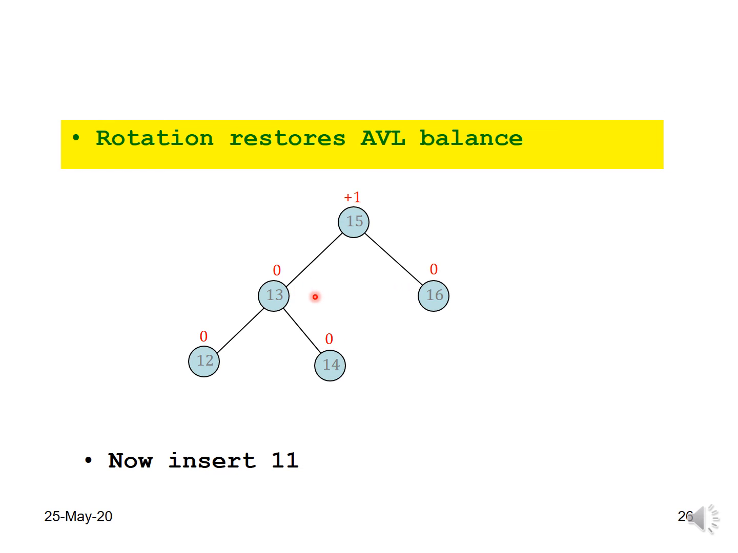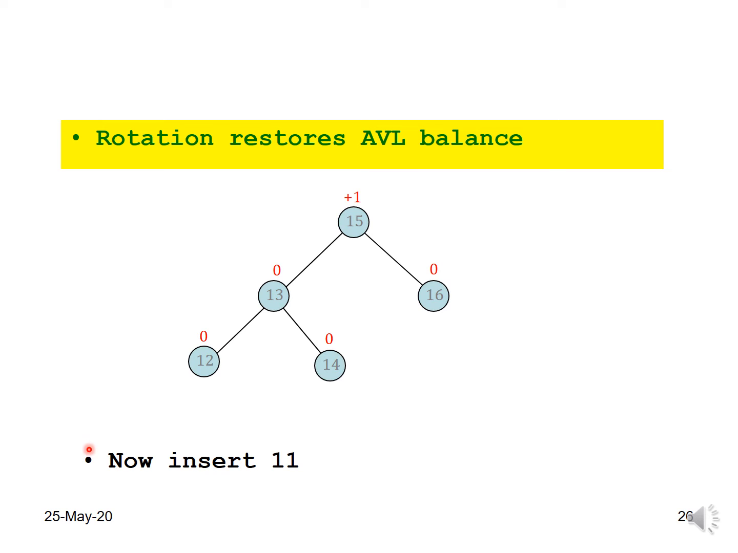And the balance factor of this 13 is again 1 minus 1, 0. And this is 2 minus 1, this is plus 1. So we can see that the balance factor of all the nodes is less than or equal to 1. So this is an AVL tree, or we can say the rotation restores AVL balance.